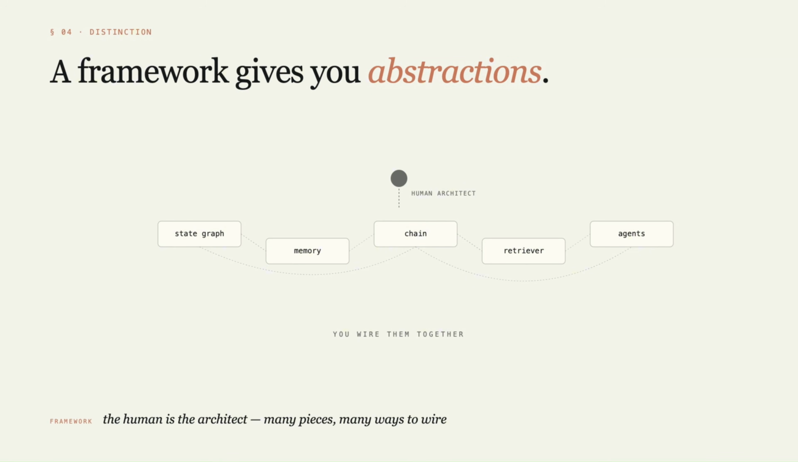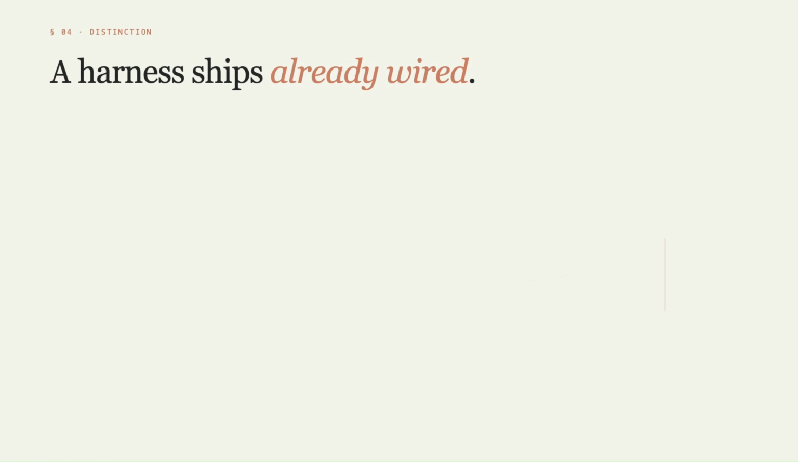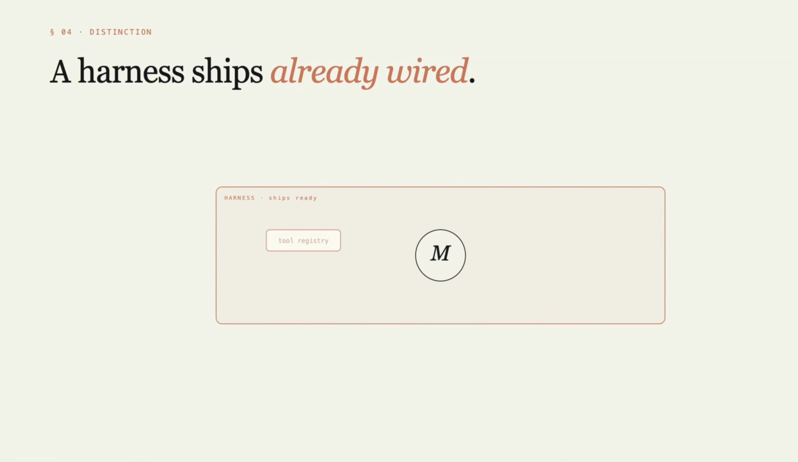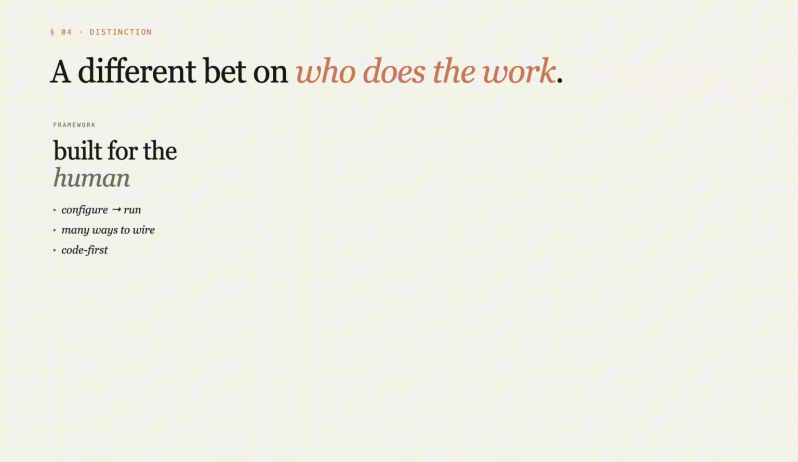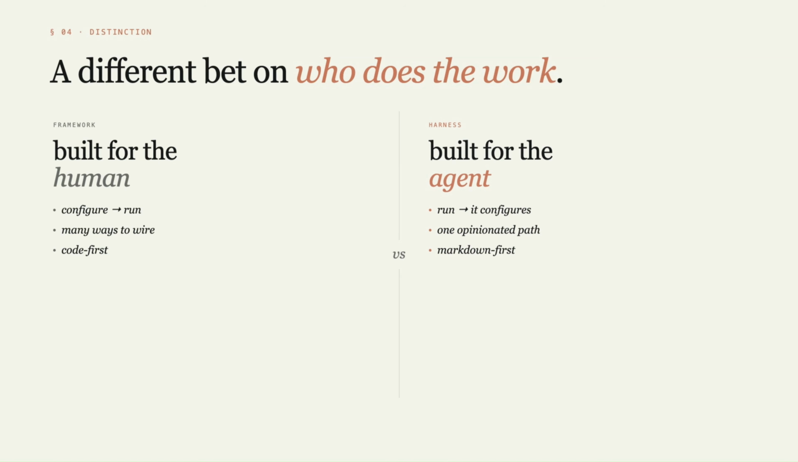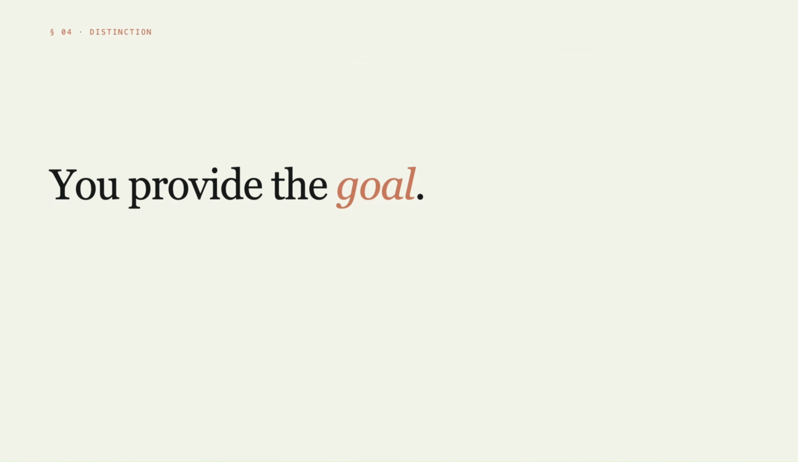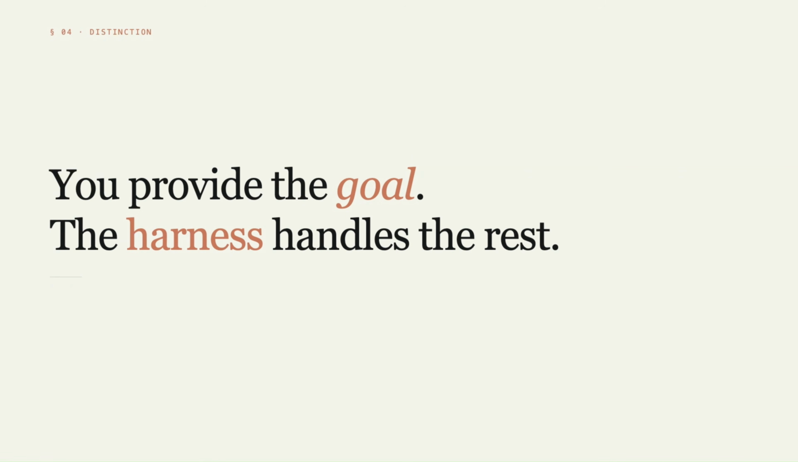Now, a harness on the other side comes from the opposite direction. There's no assembly step. It basically ships a working agent, and in simple terms, it's just a while loop with a tool registry and permission layer, and everything comes wired together. Another way to think about this is that a framework is built for a human to assemble an agent. A harness is built for the agent itself to perform a task. In the big picture, you just provide the goal, and the harness will handle the rest. So in the rest of the video, we're going to primarily focus on harnesses and what makes them interesting.